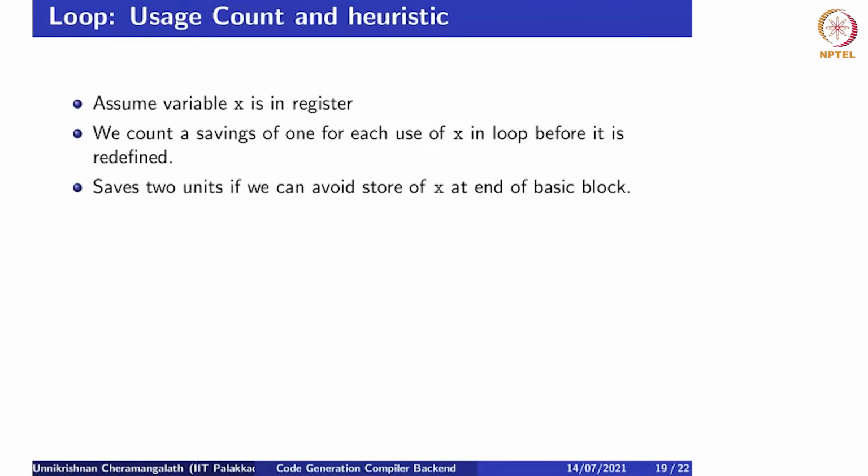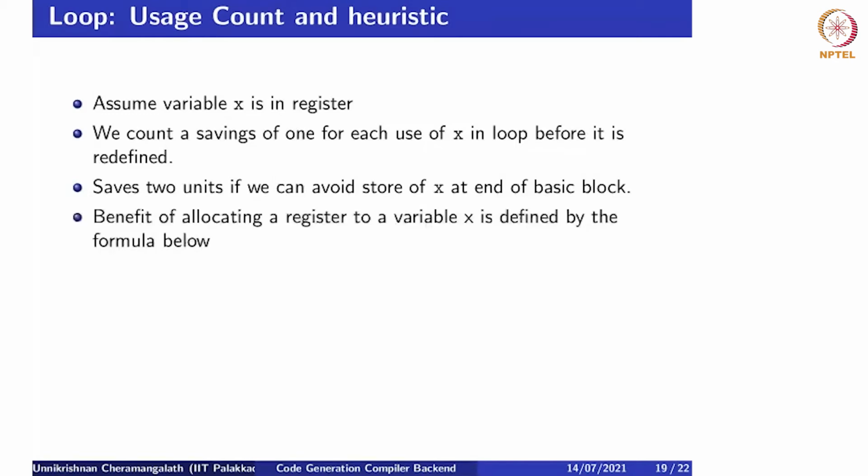The number of registers available may not be enough for the number of variables. I hope you got it. So it saves 2 units if we can avoid the store of x at the end of the basic block. The benefit of allocating a register to a variable x is defined by the formula below. Like the heuristic, it's not a proper solution that we are going to use.